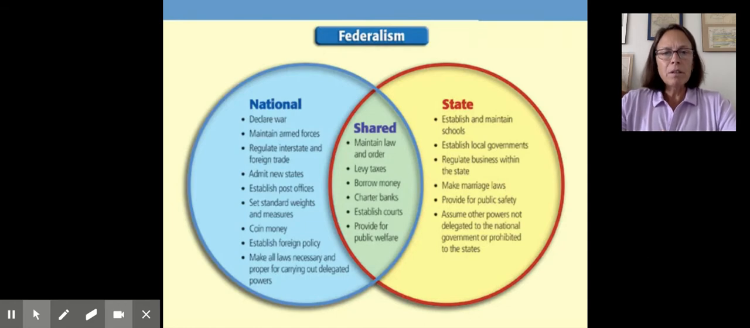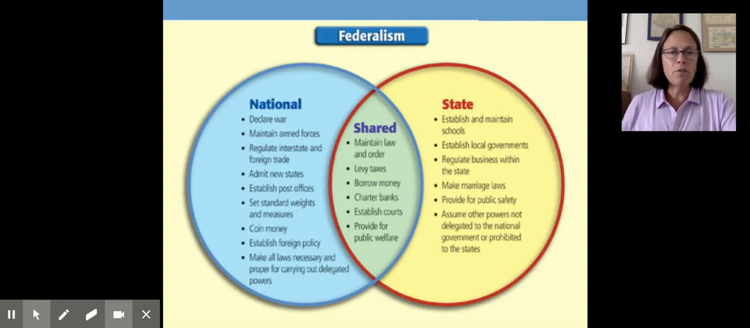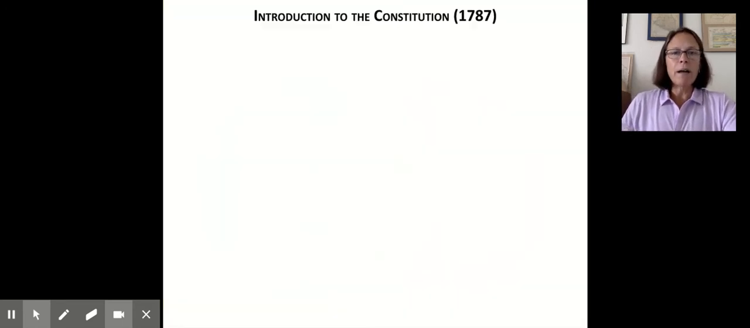And probably the one you're most familiar with, especially if you have a job, is the levying of taxes, meaning that the federal and state government take a little bit of money from your paycheck. So that is federalism. Moving on to Article 5.